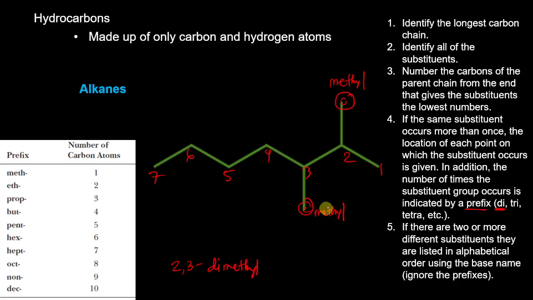Then we're done with the substituents. We'll go with our parent chain. So this one will be 2,3-dimethyl heptane.